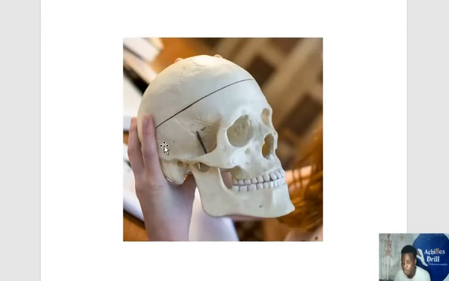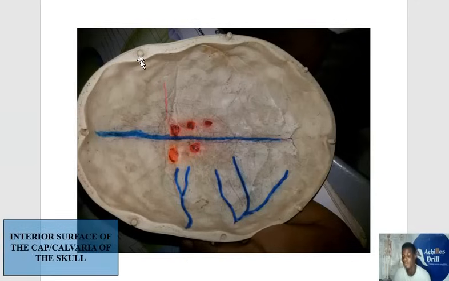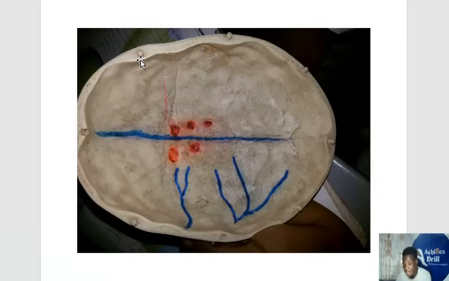So here is a beautiful picture, and what I want to do now, I'm going to make a section through this region of the skull, and then I'm going to turn this part upside down. Then we'll make reference to some important structures there. We have the picture here. Now this is the cap of the skull, the calvaria, and inside it a number of structures can be pointed out.